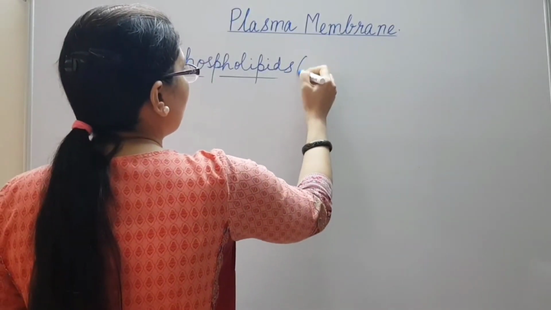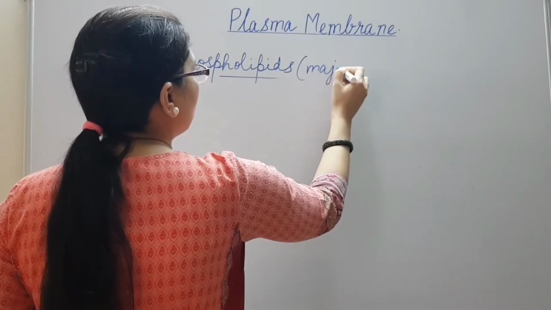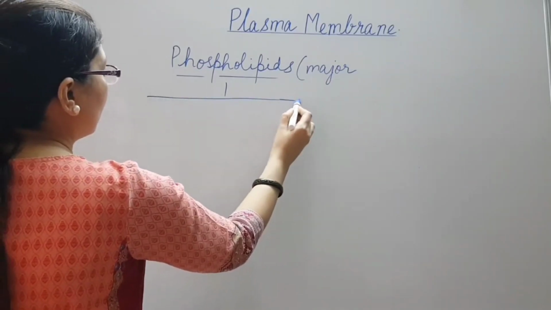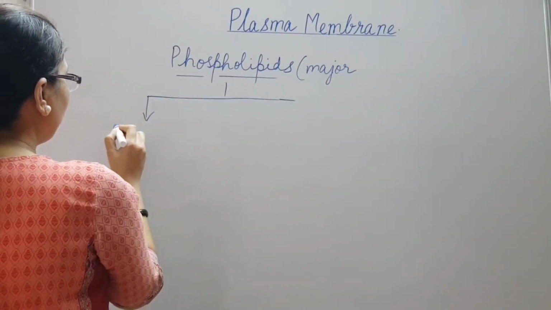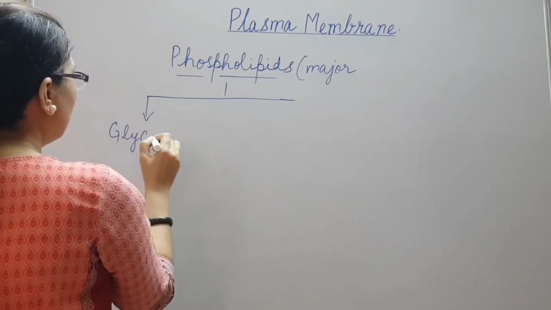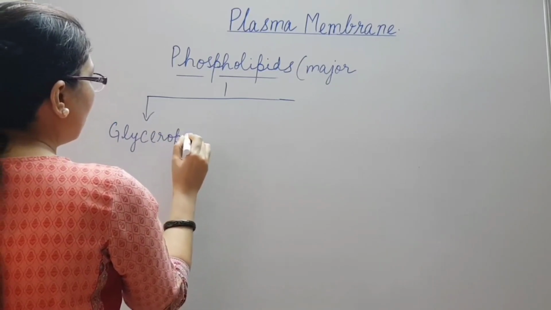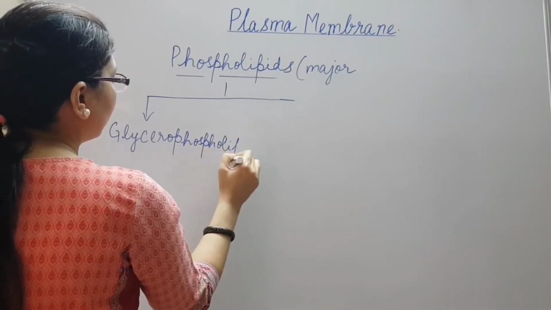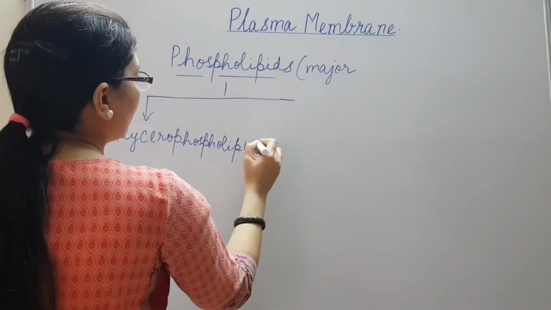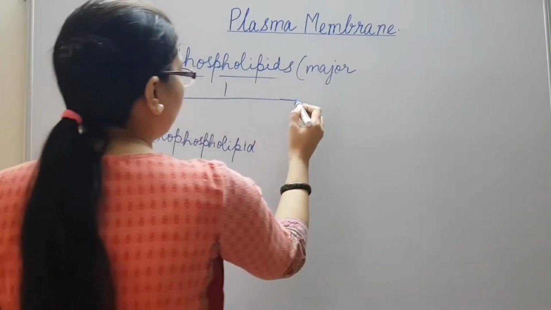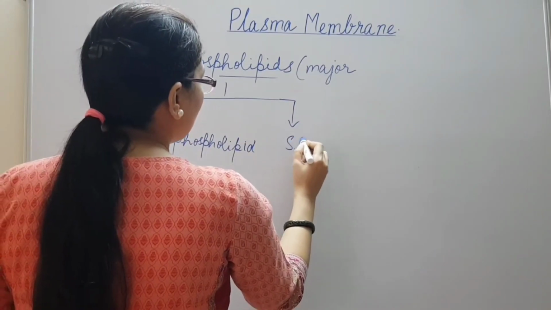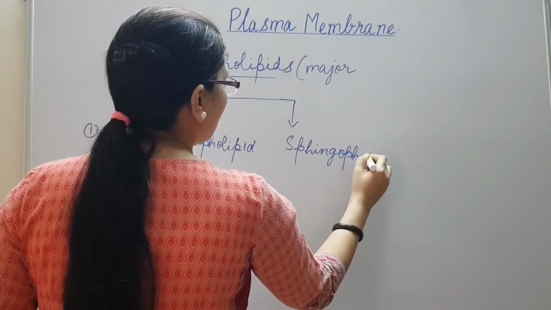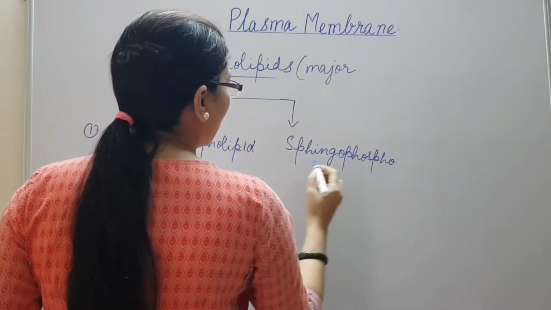Phospholipids. It is the major lipid present in plasma membrane. It is of two types: glycerophospholipid and second is sphingophospholipid.